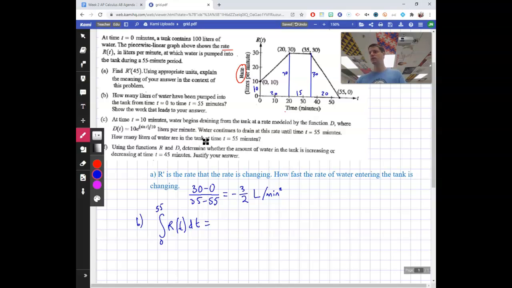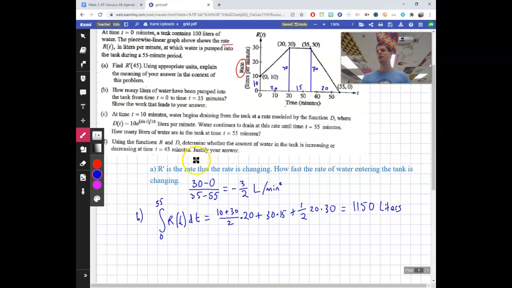So how do I do this? Let's see here. 10 plus 30 divided by 2, this is a trapezoid, so you do the average of the two bases, though I know they're on the sides, but the bases that are different lengths, multiplied by the width, 20, plus our rectangle is going to be 30 times 15, plus the formula for a triangle is 1/2 base times width, so 1/2 times 20 times 30. And when you punch all that into a calculator, I get 1,150, and the units are going to be liters. It's liters because liters per minute is the line, but underneath that is going to remove the minutes, right? So just liters.